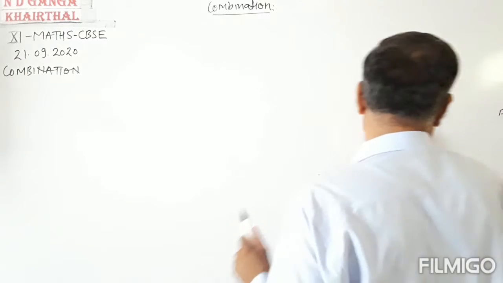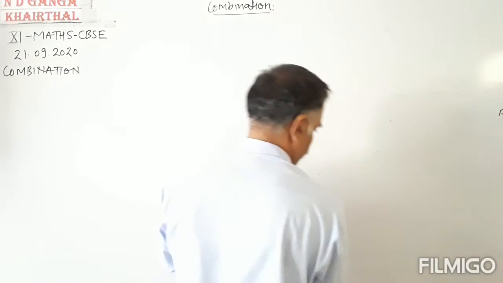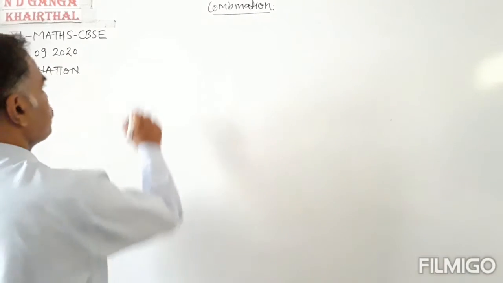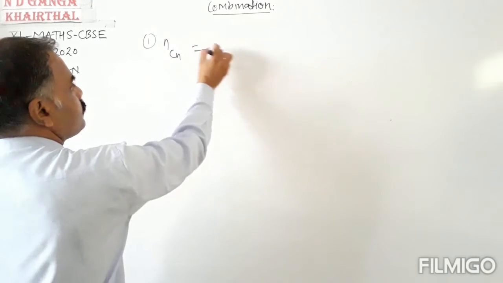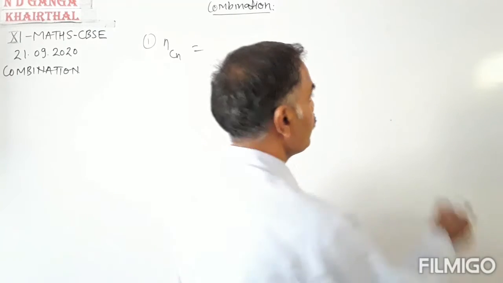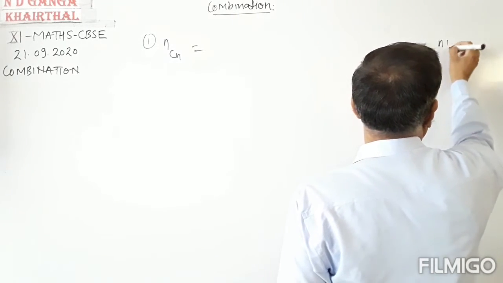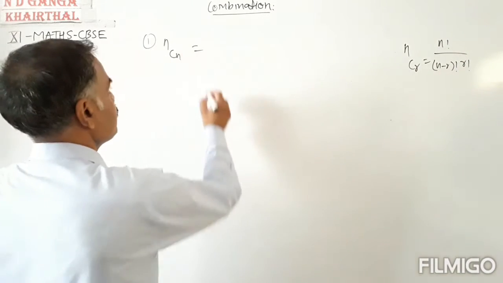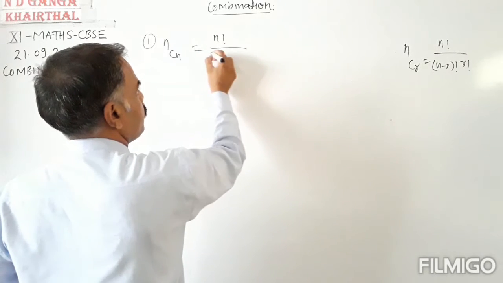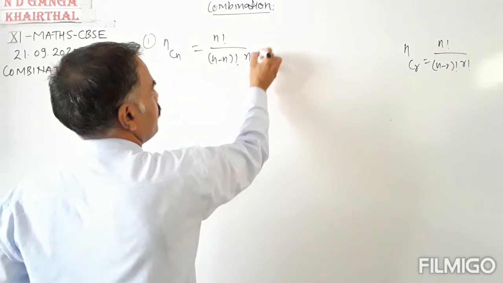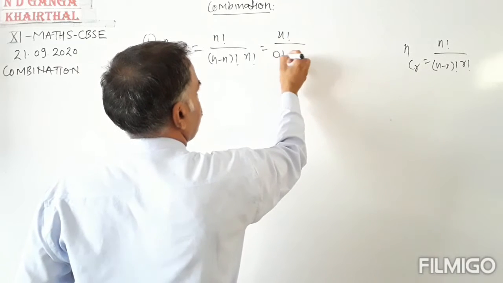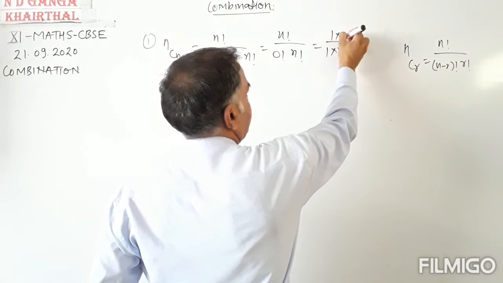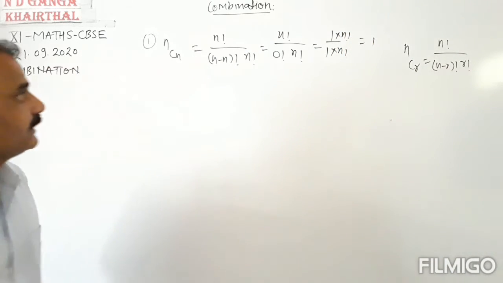Now we will discuss some properties of combinations. The first one is nCn. We know that nCr is equal to factorial n upon factorial n minus r into factorial r. So nCn equals factorial n upon factorial n minus n into factorial n, that is factorial n upon factorial 0 into factorial n, equals 1 upon 1 into factorial n into factorial n, equals 1. Okay, so nCn equals 1.